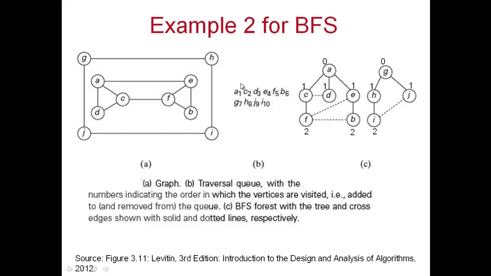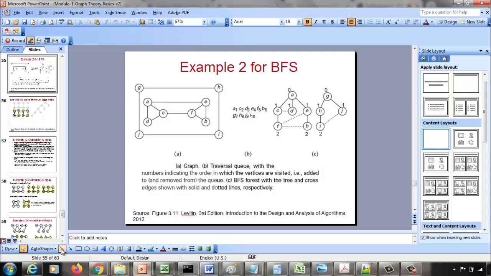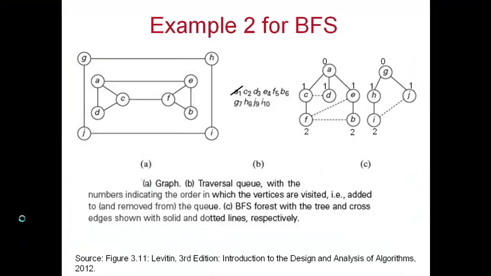A is already removed from the queue, so you can strike or erase A. Then C, D, and E are the vertices in the queue. So C is to be explored now.